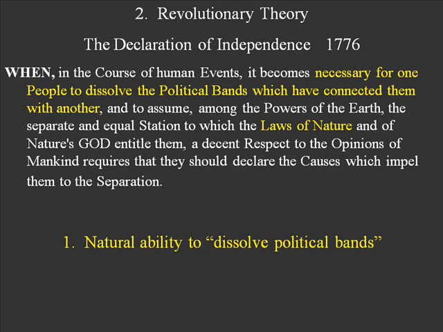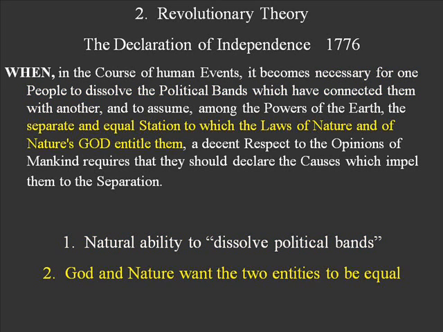And the next section is that God wants the newly independent country to be equal with the old country. That they should be a separate and equal station. That means if these colonies break away and become a new country, they're not like a second-rate country or anything like that. They should be viewed as a fully fledged equal country with Britain. That's what God and nature want. Does that make sense?